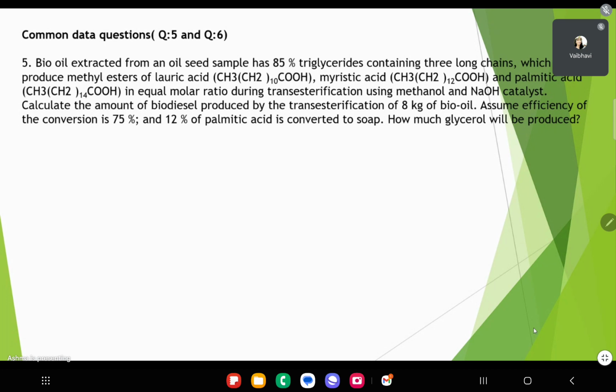So I'll give you guys 5 minutes. Just try to solve this question and write the option which you are getting. I have not given the options here, so just solve it. Here these values 4, 6, the first value is for the bio oil production and the second one is for glycerol. So please solve it. I'll give you 5 minutes.